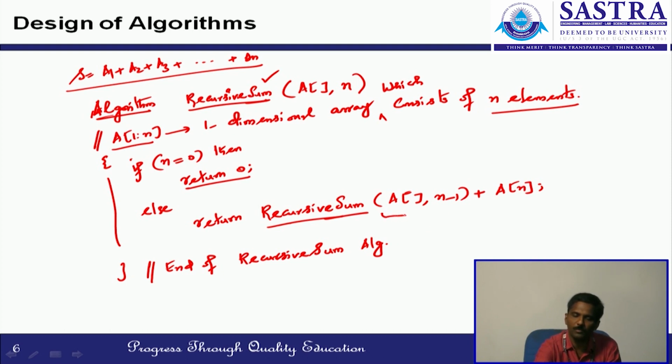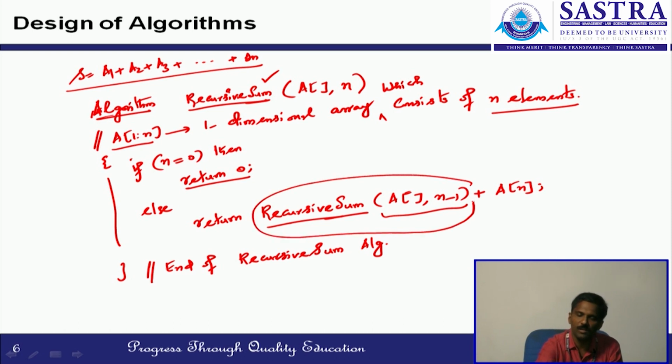Have a look into this expression, recursive sum A array comma n minus 1. This is clearly a recursion. Same function, recursion is mentioned here. Parameters are changing. Initially, formal parameters are A array comma n. Now the new actual parameters are A array comma n minus 1. That means in the initial call we are considering the first n elements, but in the first recursive call we are considering the first n minus 1 elements in the array.